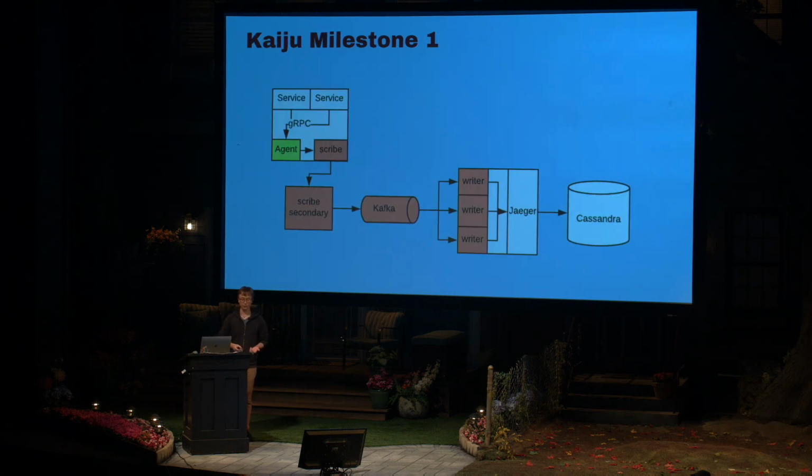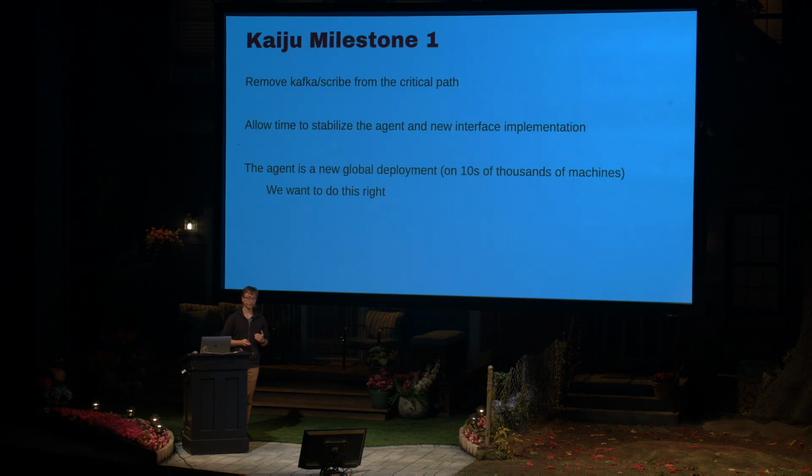So the first milestone we did for this was to take the service to Scribe communication out of the loop and put the agent in there in its place. So this basically lets us figure out how the system would work without having to totally remove the Scribe and Kafka pipeline. But we did remove Kafka and Scribe from the critical path of Dropbox, which fixed the issue we had with high tail latencies caused by tracing.